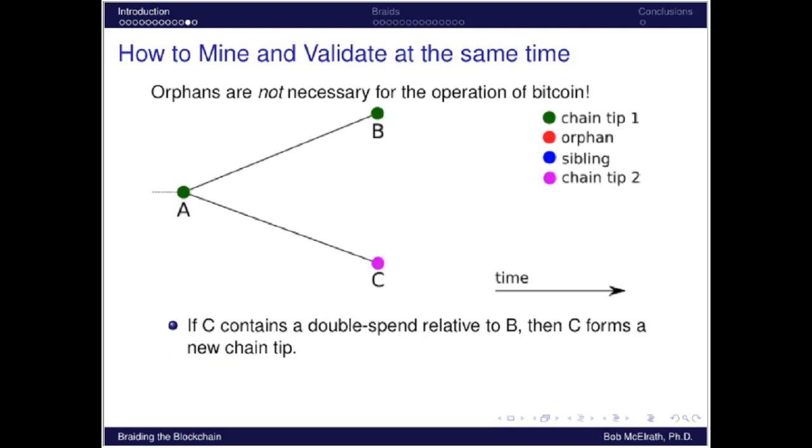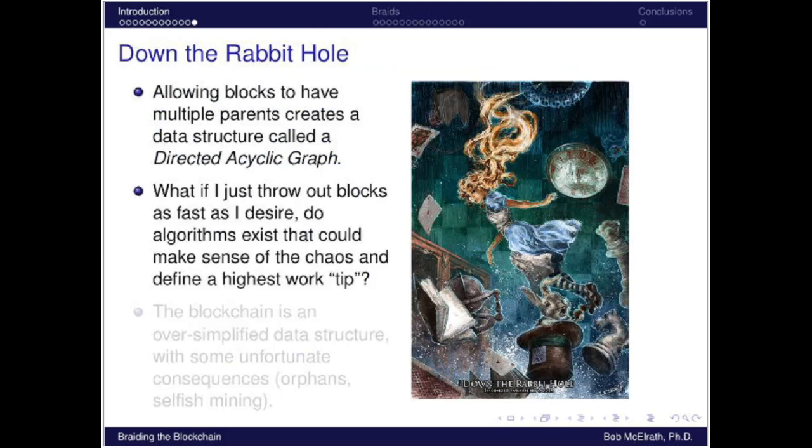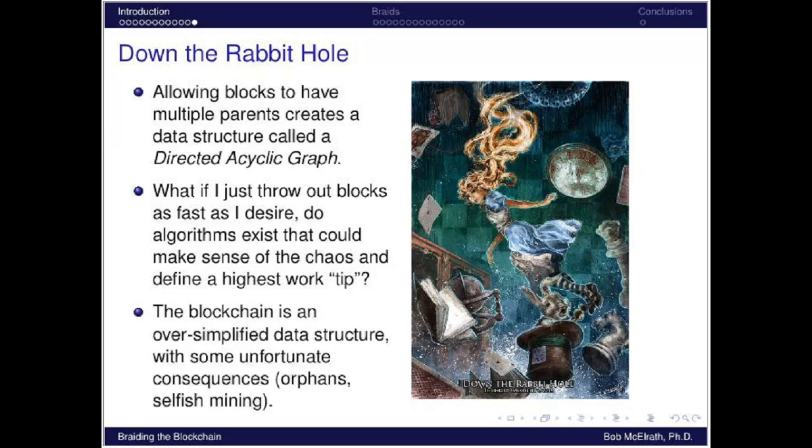And of course, if there is a double spend, this is a chain tip as usual, and it gets resolved in the usual way. It's a different chain, different tip. So this brings us to the topic of braids. If we allow blocks to have multiple parents, this creates a data structure called a directed acyclic graph. One of the ways I like to think about this is, what if I just threw out blocks as fast as I could? Do algorithms exist that can make sense of the chaos and define a highest work tip? The blockchain is essentially oversimplified and inappropriate for the real world asynchronous internet.